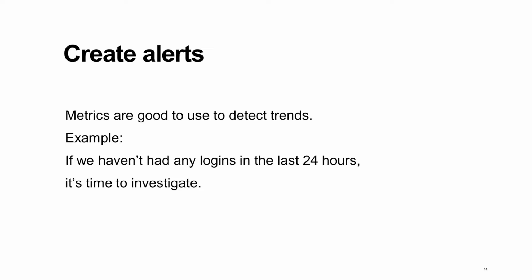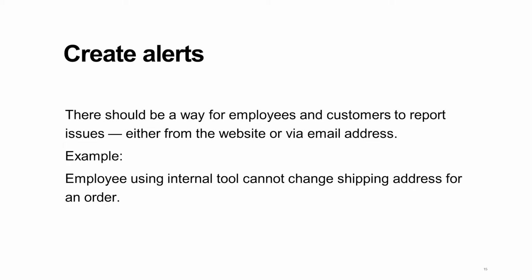Metrics are really good for detecting trends. I like to call them negative trends, where you can identify, oh, we didn't have any logins for the last 24 hours. Or, oh, we didn't have any orders for 24 hours. Something is wrong, but we're not detecting it through errors. There's a trend here that's not good. And also externally, if you have a customer base or employees using internal tools, they should be able to report issues.